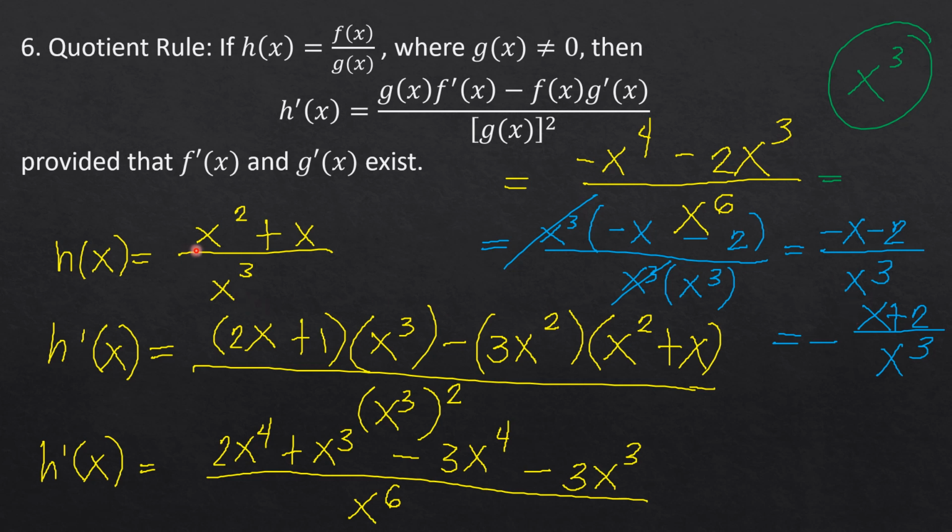Again, you just need to take a look at the numerator and first take its derivative. The derivative of the numerator is 2x plus 1. Derivative of the denominator is 3x squared. And just attach the numerator, attach the denominator, the numerator and denominator. Then square the denominator. Then just combine like terms, simplify, and we now have the derivative of the function.